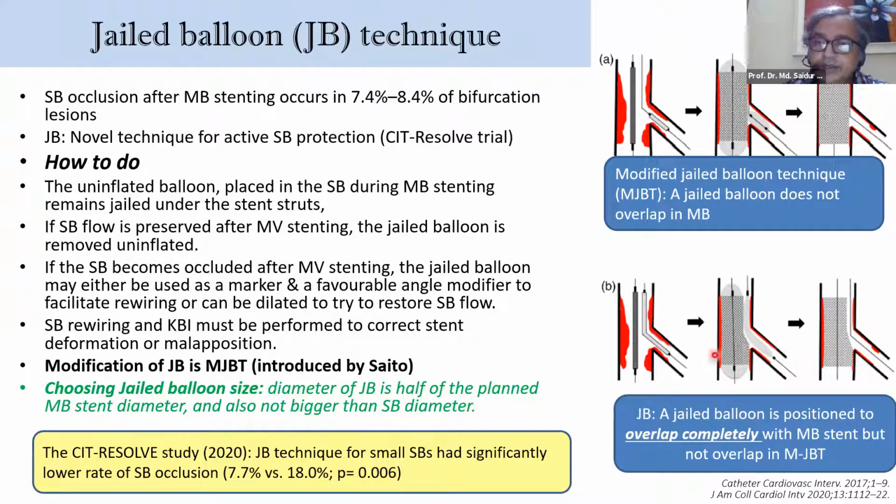Whatever the technique is, if it is conventional, the balloon should be up to the proximal edge of the stent, and in the case of the modified jail balloon, the balloon will be just adjacent to the carina. Then we inflate the balloon, and then pull back the balloons, and what does it cause? It keeps the side branch patent, and side branch occlusions can be prevented. Even the CIT-RESOLVE study has shown that even in a smaller side branch, this technique can help you not to see a side branch occlusion.